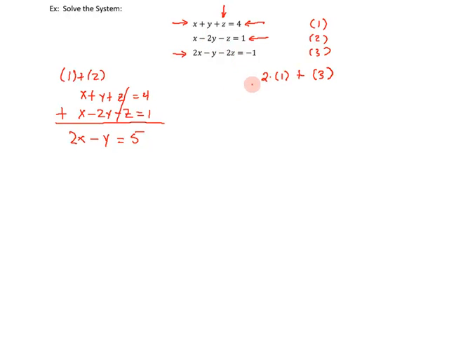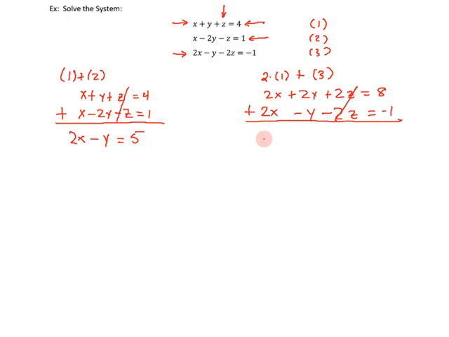So what's 2 times equation 1? Take 2 times everything in equation 1. I'd get 2x plus 2y plus 2z is equal to 8. Be sure you do it on both sides. And then just take equation 3, 2x minus y minus 2z equals negative 1. If you add that up, again, the z's cancel out, which is what we want. Okay, 2x plus 2x is 4x.